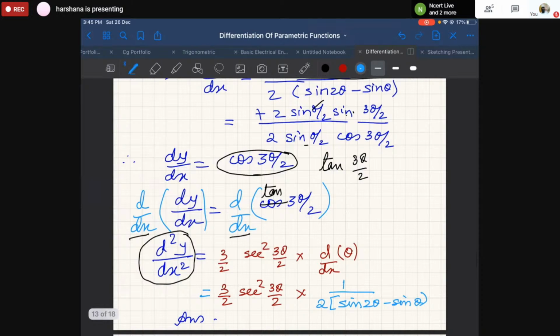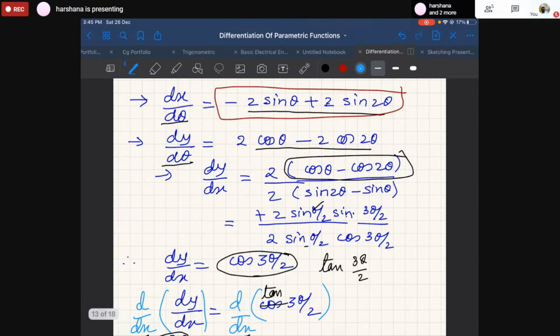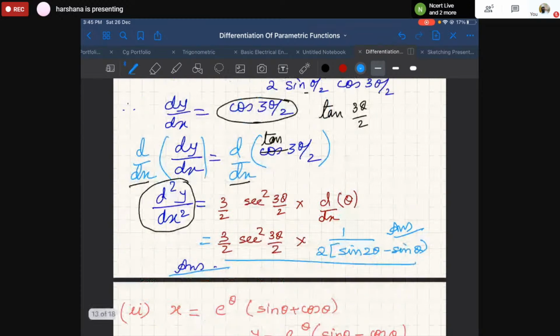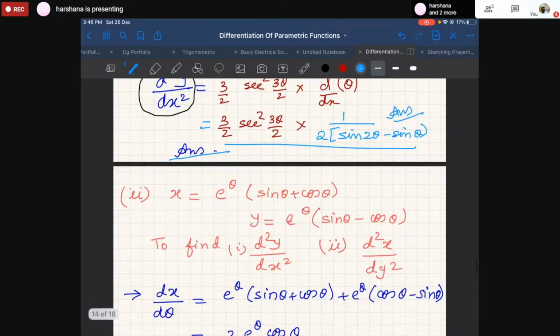If there is a need for simplification, we'll go for the simplification. Otherwise, we'll keep this as the answer. Let this be the answer. Don't touch this expression further. Okay? So what mistake I have made, please do the correction. This is wrong. This has been changed. This is to be changed to tan.